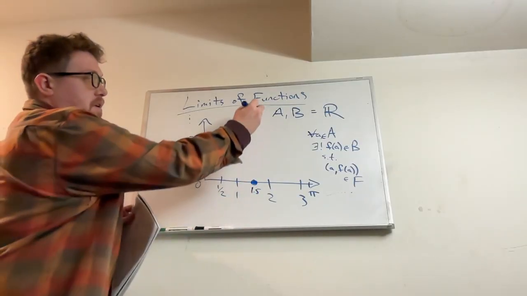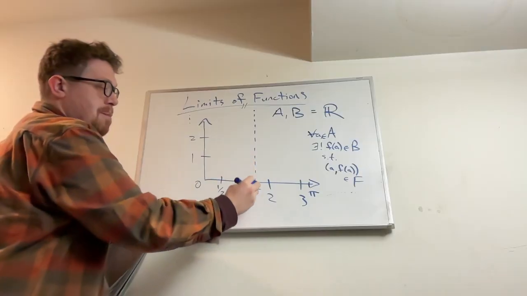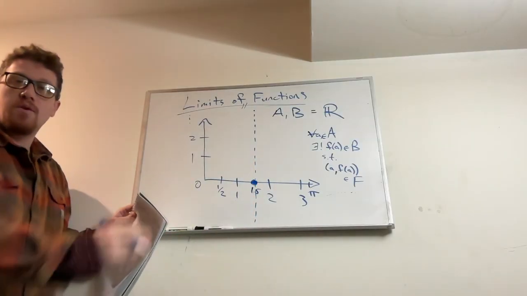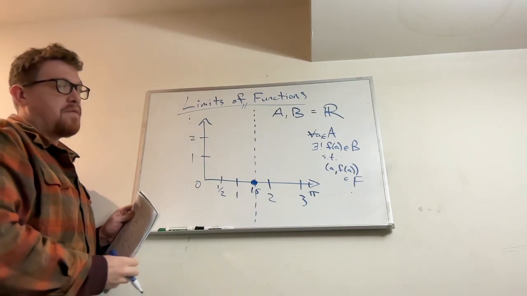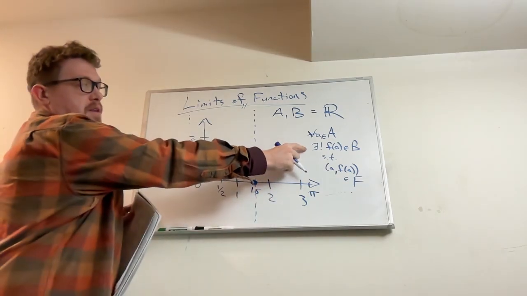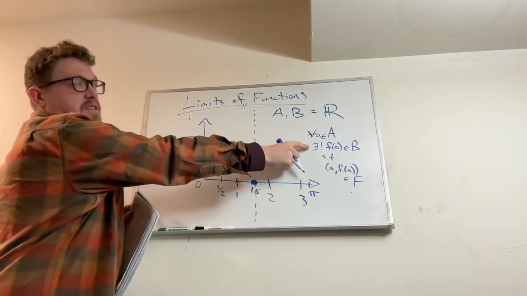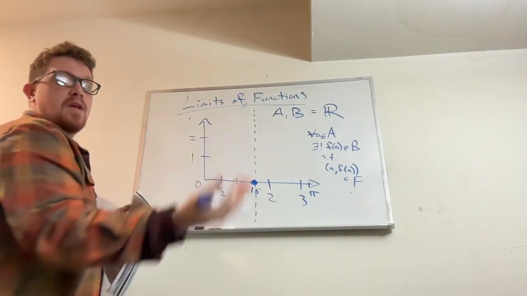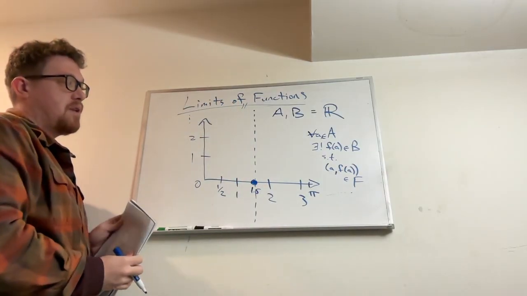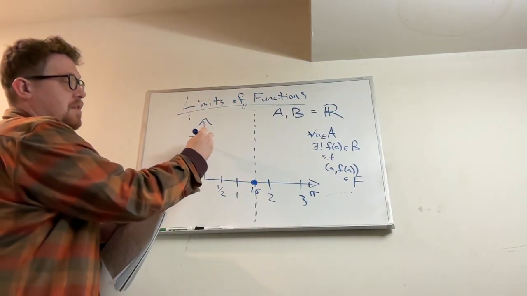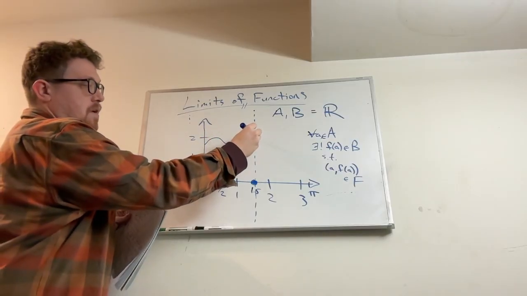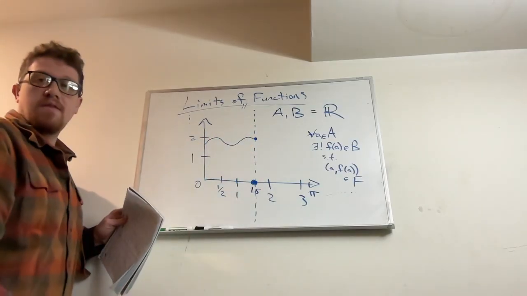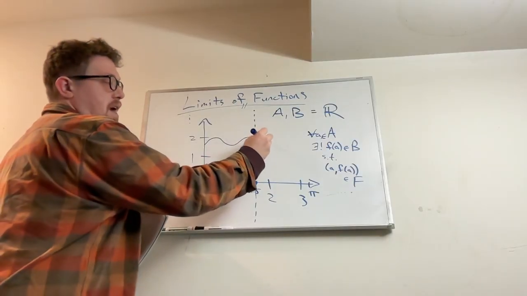and I draw a vertical line up and down, this vertical line should only intersect the graph of the function at one point. If it intersects at more than one point, then this is not satisfied because there's not a unique f of A. There would be potentially more than one element. So you have the graph of the function will look something like this. And when it crosses any vertical line, it should only cross at a single point.